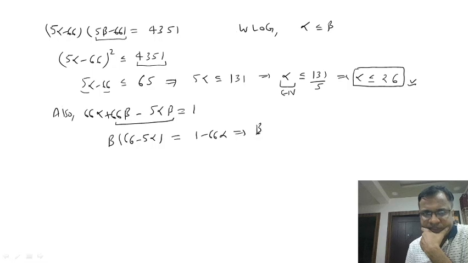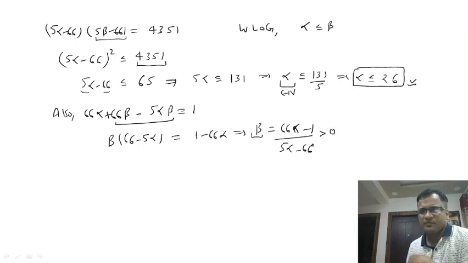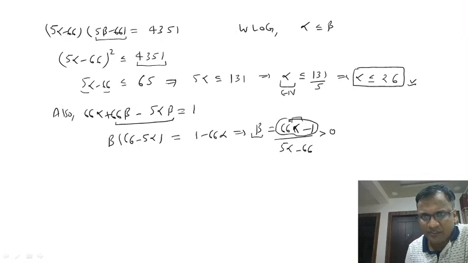This will imply beta is what? Beta is 66 alpha minus 1 upon 5 alpha minus 66. But beta is a positive integer. So this quantity must be positive. Here alpha is a positive integer, so there is no doubt that the numerator is positive. So the fraction becomes positive if the denominator is positive.